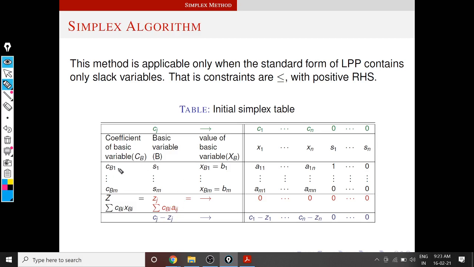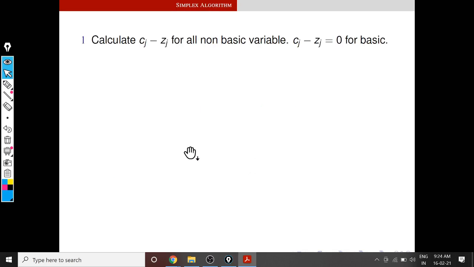It means this cost into this element, plus the second cost into the second element of the first column, like that. Then they are called Zj's. Then Cj minus Zj's are the last row. Depending on the nature of this Cj minus Zj, sometimes it may be an optimal solution or a non-optimal solution, and these are the conditions.